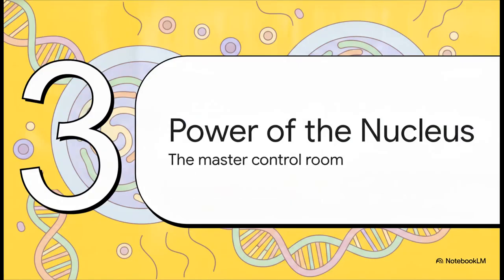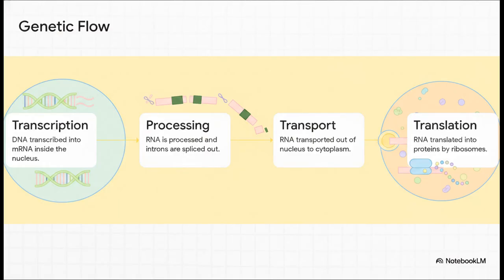Which brings us to part 3, the power of the nucleus, the cell's master control room. Let's walk through the chronological journey of genetic flow here. Because we have a physical barrier, the nuclear envelope, step 1, the transcription of DNA into messenger RNA, happens in total isolation. And this isolation is absolutely crucial because it allows for step 2, RNA processing. The cell can safely edit the RNA, splicing out those non-coding regions we call introns. It's only after it's been perfectly processed that we hit step 3, where the RNA is selectively transported out of the nucleus and into the cytoplasm.